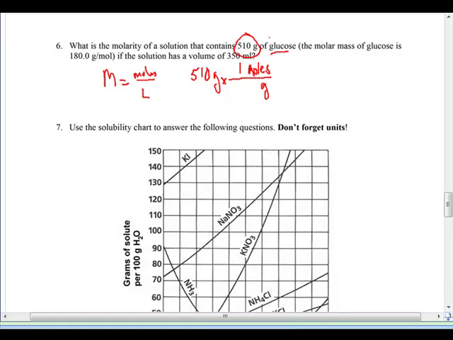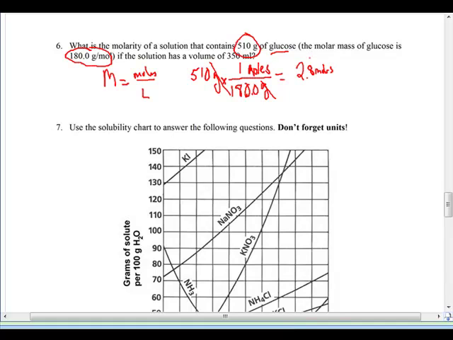Well, if you knew the formula, you could add up all your carbons and hydrogens and oxygens, or you could just look right here. I helped you out, and I gave you the formula. So it's 180.0 grams. Multiply across the top, divide through by the bottom, grams cancels out, and you end up with 2.8 moles.